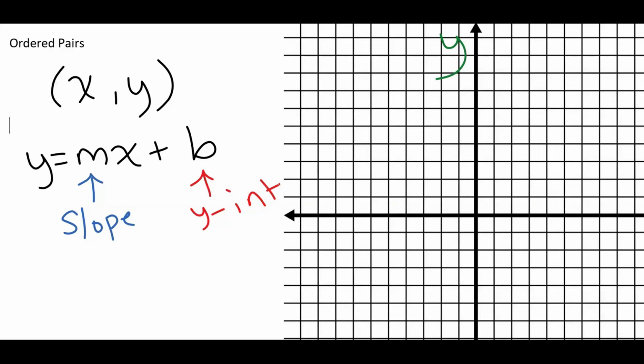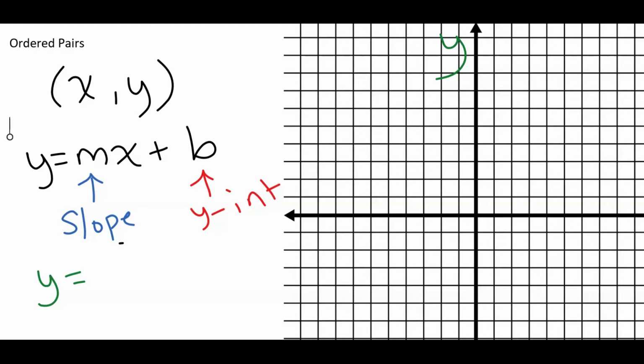So if it's in slope-intercept form, you're going to have a slope and you're going to have an intercept. The ones we're going to be dealing with in this unit are linear. They're going to make a straight line. So let me give you an example of that. When we talk about slope, remember slope means rise over run. In other words, up and down over left and right.